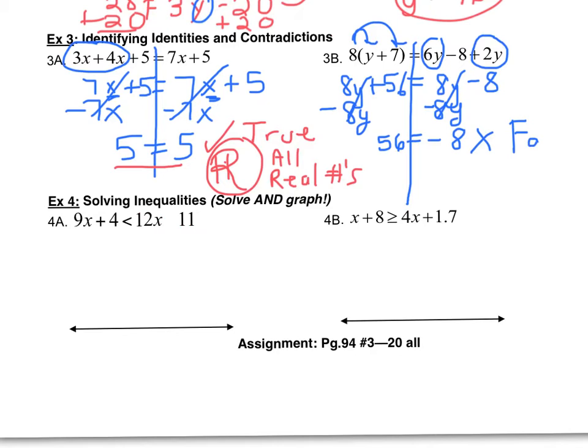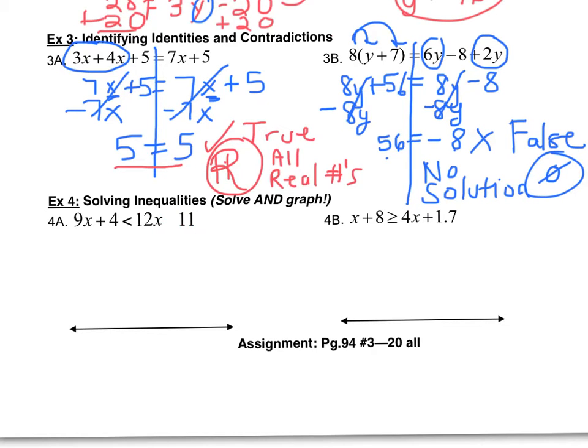That is a false statement. When you get something that's false, when the two sides don't equal each other, instead of all real numbers working, no real numbers work. So we say no solution, or you can put that symbol right there for your answer.